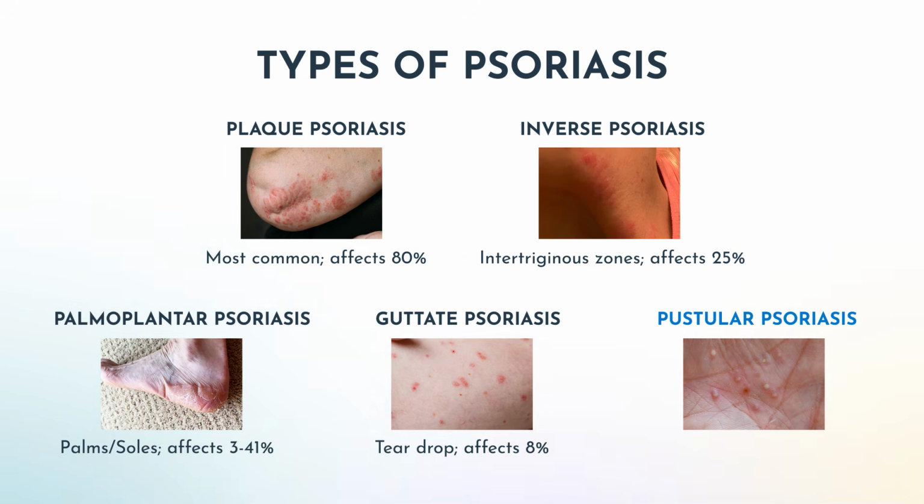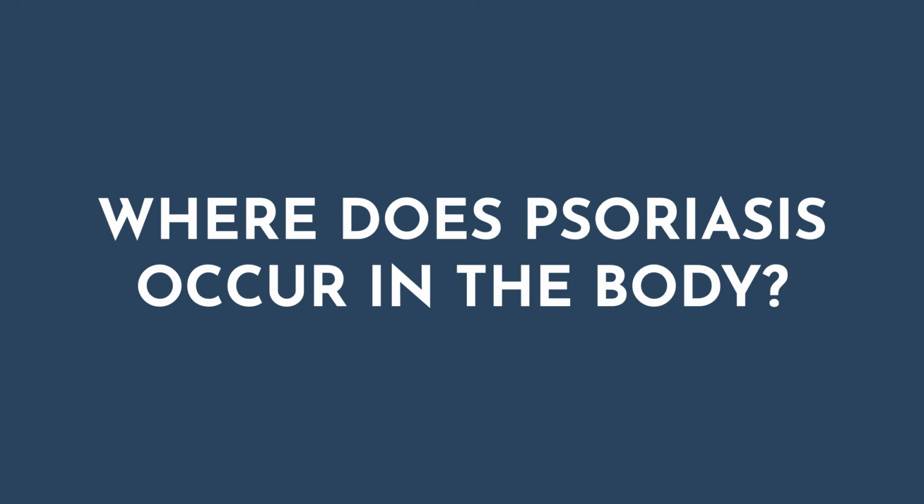And then there's pustular psoriasis. There are sterile pustules, often affecting the palms of the hands, and that affects 3%, and that is the most rare. So let's look at where psoriasis occurs on the body.